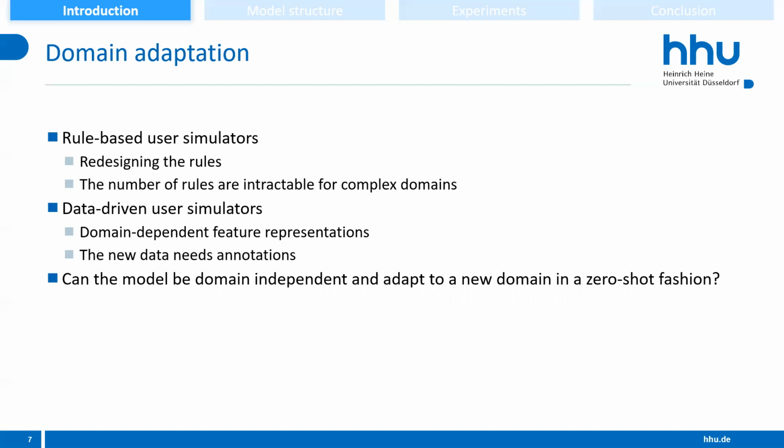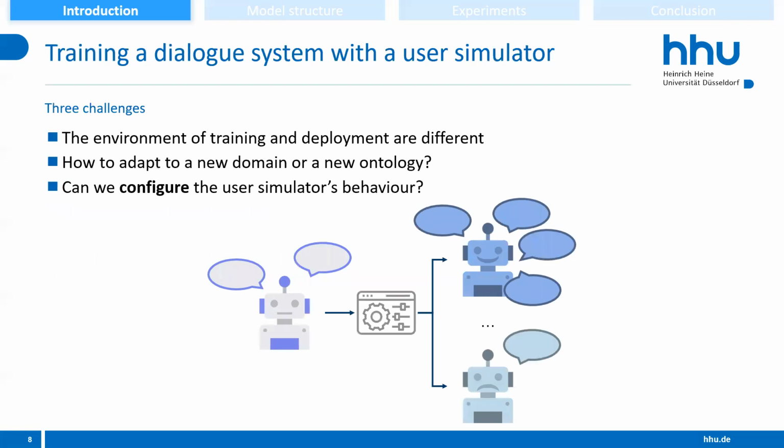So can the user model be domain independent and adapt to a new domain in a zero-shot fashion? The third problem is, can we configure the user simulator's behavior? We may train a neutral user from the corpus, and can we somehow reshape its behavior to get a more chatty one or a more uncooperative user?